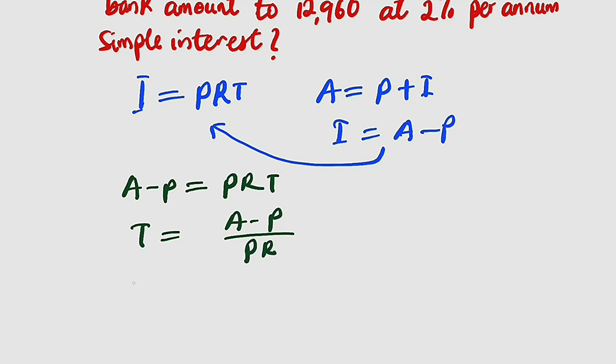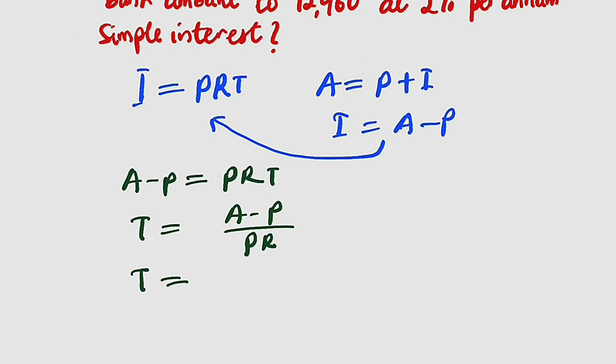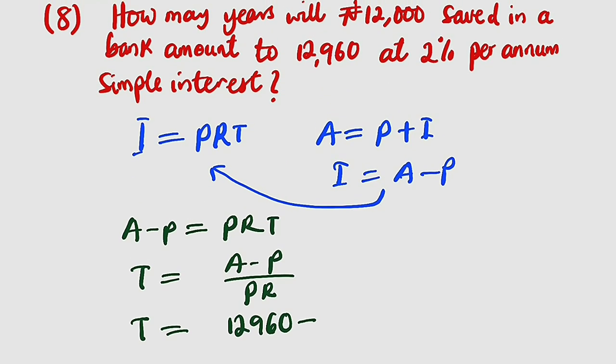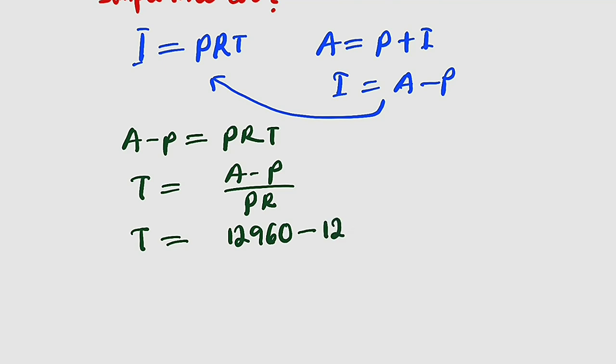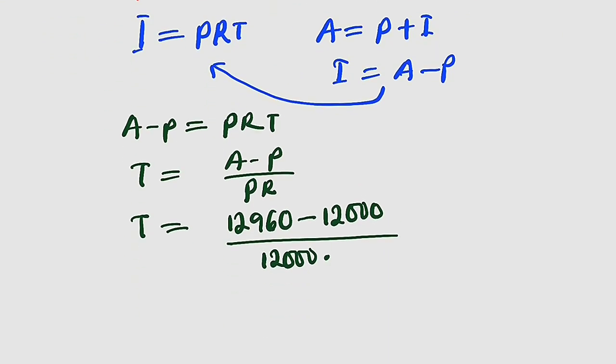So let us plug everything in. The time we are looking for is equal to the amount, which is 12,960. That is the amount according to the question. 12,960 minus the principal amount. The principal amount is 12,000, so we have 12,000 right here. Divide by the principal amount again, which is 12,000. Multiply by the rate. What is the rate according to the question? 2%. And what is 2%? 0.02.